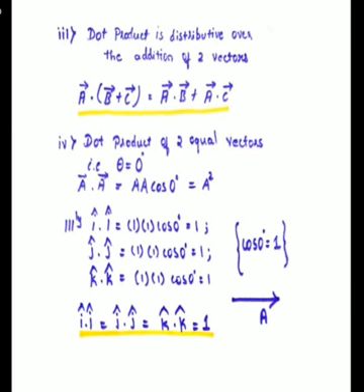If I apply the same concept to the unit vectors, I dot I: the magnitude of a unit vector is 1. So 1, 1, cos 0 is 1. Similarly, J dot J, K dot K, all the values will be 1. This means I dot I equals J dot J equals K dot K. So the dot product of two equal vectors is the square of the magnitude of the vector. For unit vectors, the value will be equal to 1.